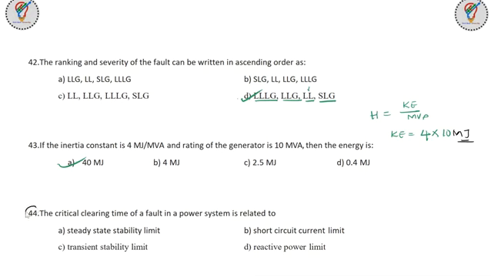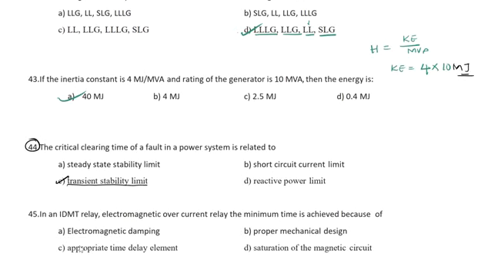Next question. The critical clearing time of a fault in a power system is related to. So critical clearing time in a power system is related to transient stability. It is the time allowed for the circuit breaker to operate and clear the fault current here. Okay, so the answer for this question is the transient stability limit.